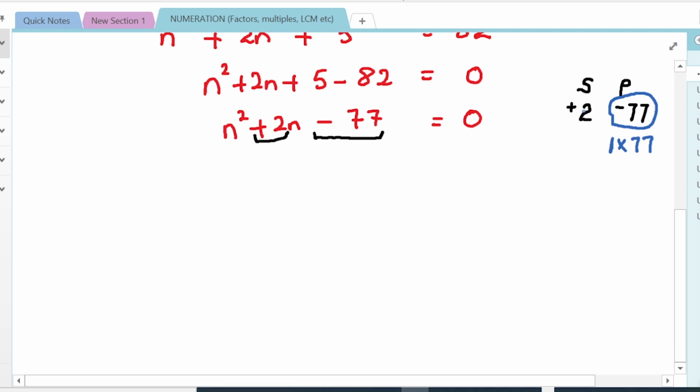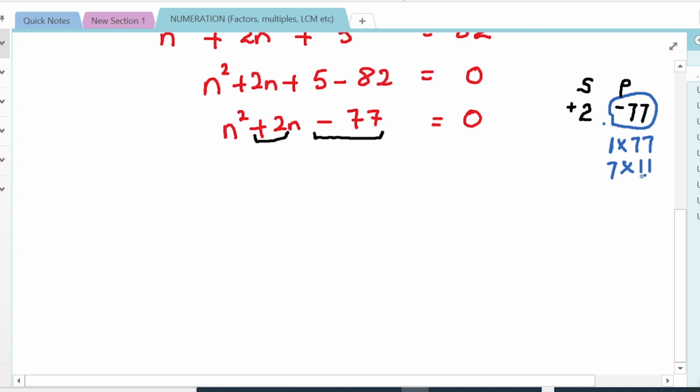But if we add them, does it give us positive 2? No. Then we can have, 2 is not divisible by 77, 3 is not divisible by 77, 4 is not divisible by 77, 5 is not divisible by 77, 6 is not divisible by 77, then 7 is divisible into 77, so we have 7 times 11. 8 is not divisible into 77, we get to 9, 9 is not, then we get to 10, 10 is not, then 11.